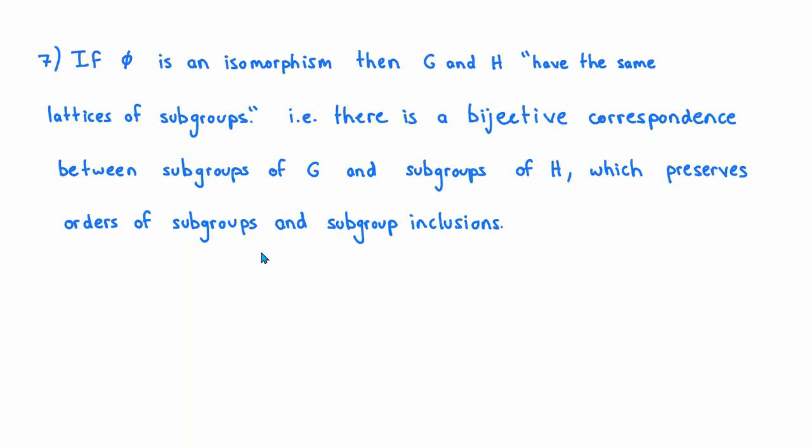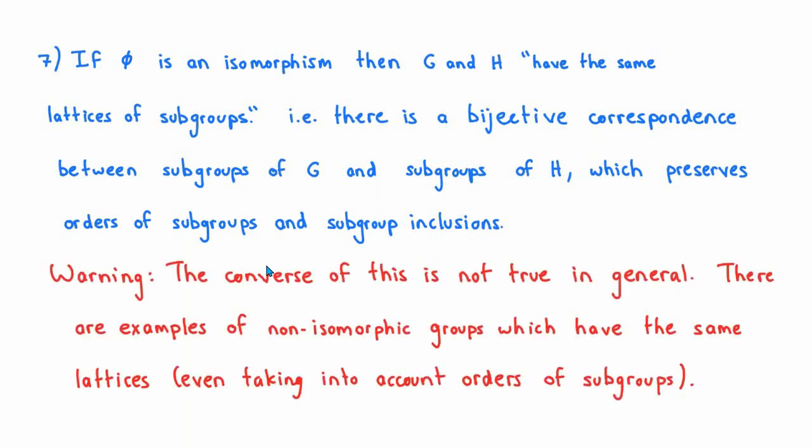Anyway, I do want to give a warning here at the beginning, and this is something which comes up sometimes. And the warning is that the converse of this statement is not true in general. Now, it is true that usually when you find 2 groups that have the same lattices of subgroups, with corresponding subgroups having the same orders, they do turn out to be isomorphic. But there are actually examples of groups which are not isomorphic but which have the same lattices of subgroups. It's not easy to find pairs of groups like that, but I'll show you an example in just a minute.